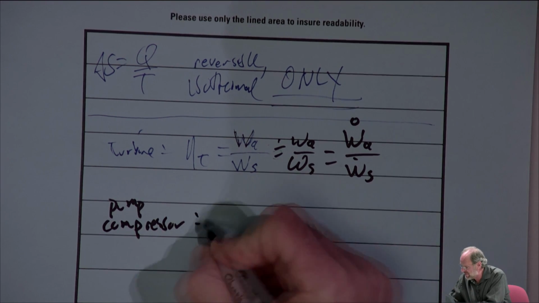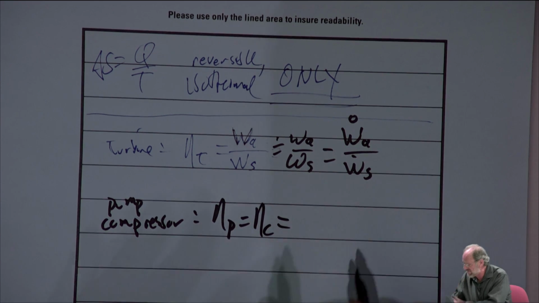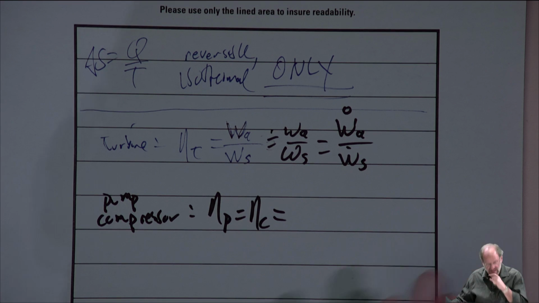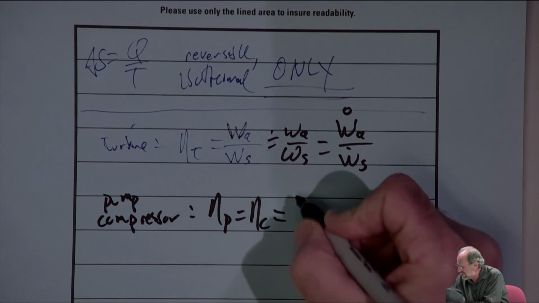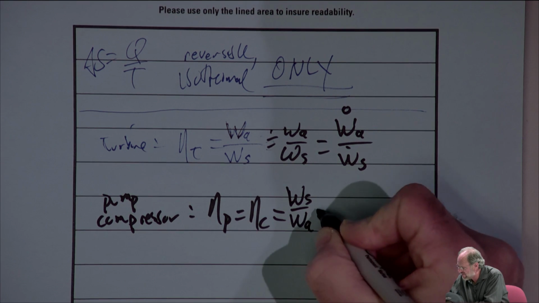it's a little bit different. We're going to use A to P for pump. We'll use A to C for compressor. But what we would note here is that it's now defined inversely. It's the ideal over the actual. So ideal work over actual work.